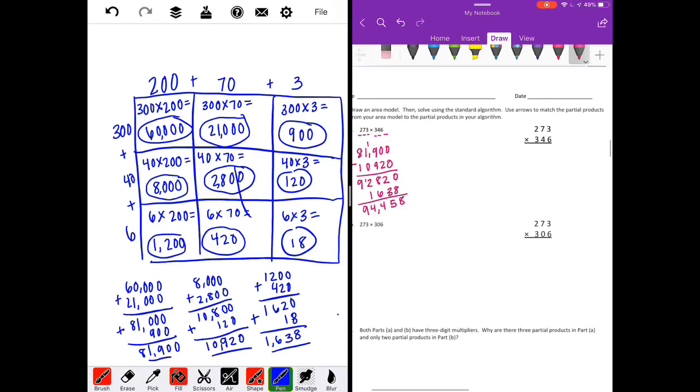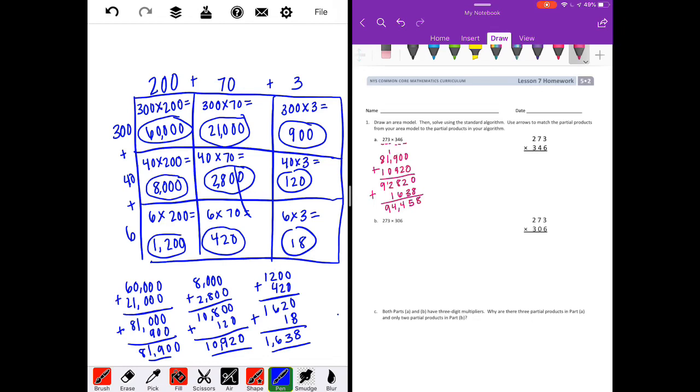So now let's do the standard algorithm and see if we can find those partial products. So we'll start with the 6. 6 times 3 is 18. 6 times 7 is 42 plus the 1 is 43. And 6 times 2 is 12 plus 4 is 16. Okay, now I'm going to get rid of what I carried. I'm done with the 6. Now I'm moving on to the 4.